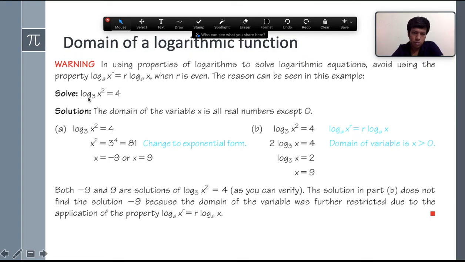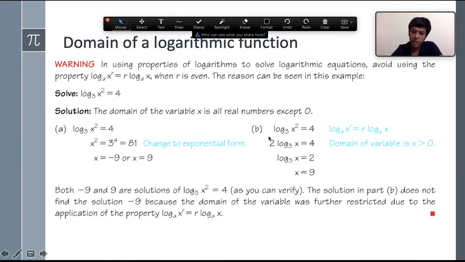Suppose log 3 base x squared equals 4, and the domain of this variable x is all real numbers except 0. Why is it so? See this here. Suppose we have log 3 base x squared equals 4, then x squared equals 3 to the power 4. Just changing the logarithm to exponent, it becomes 81, and x equals, since there is a square, plus or minus 9. Okay, plus or minus is valid here.